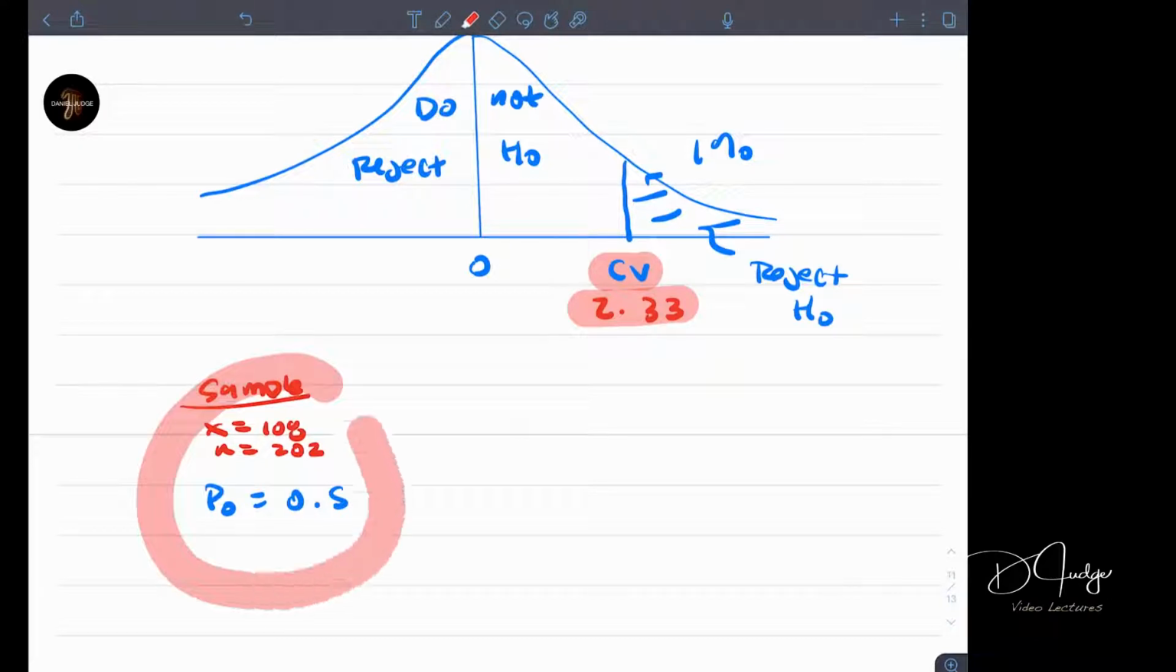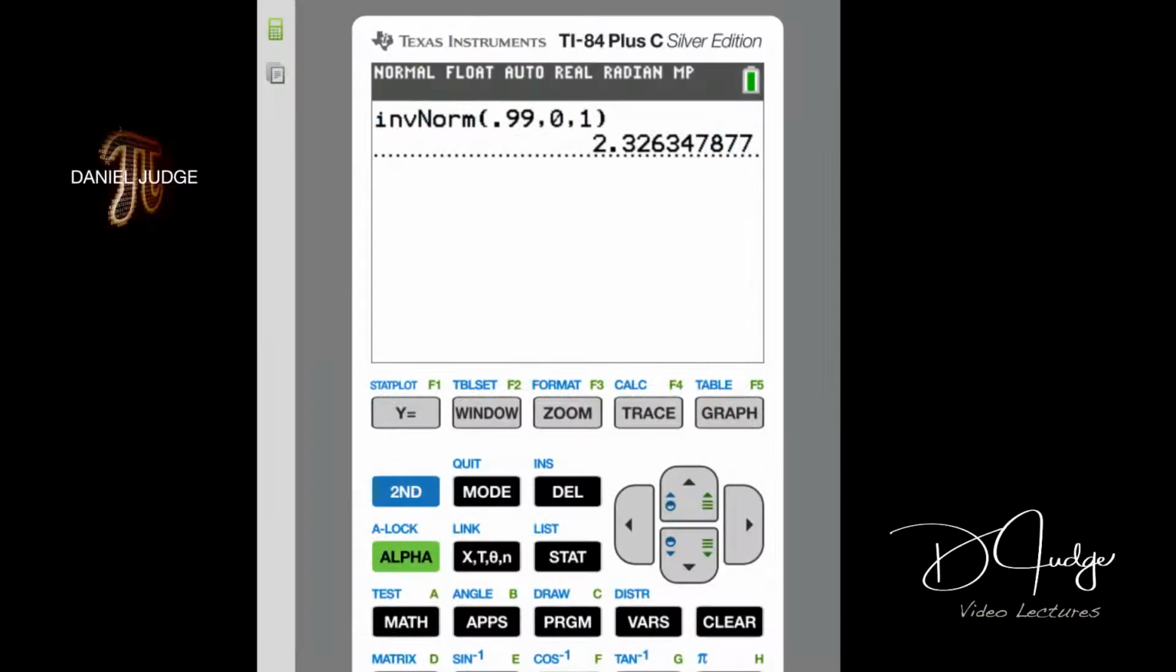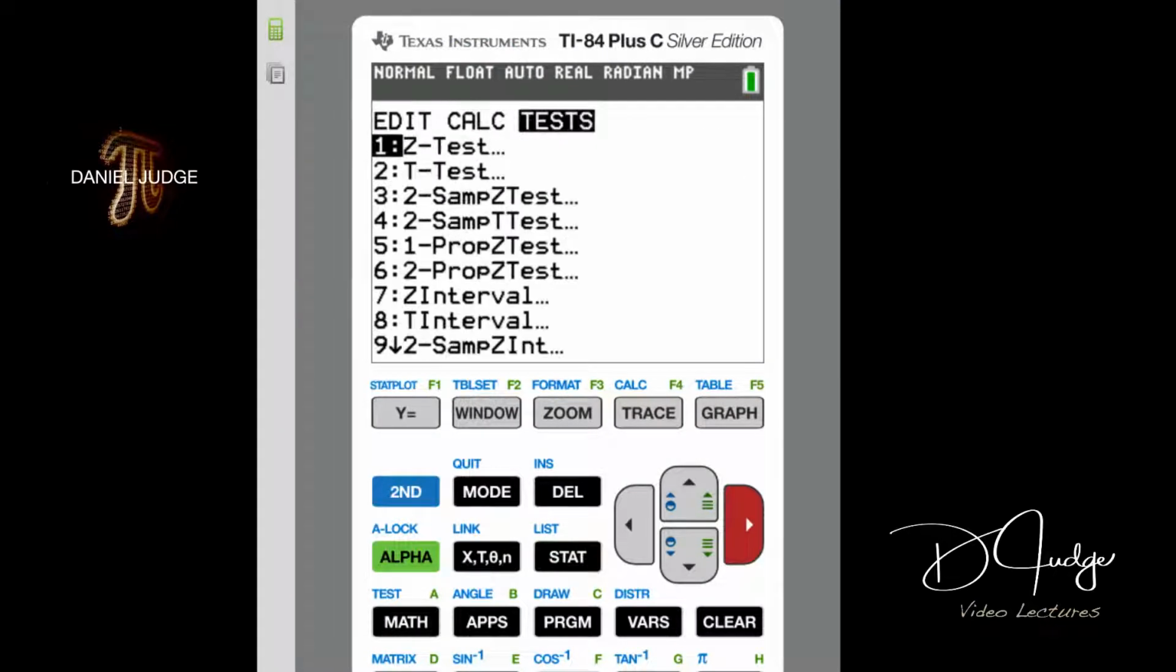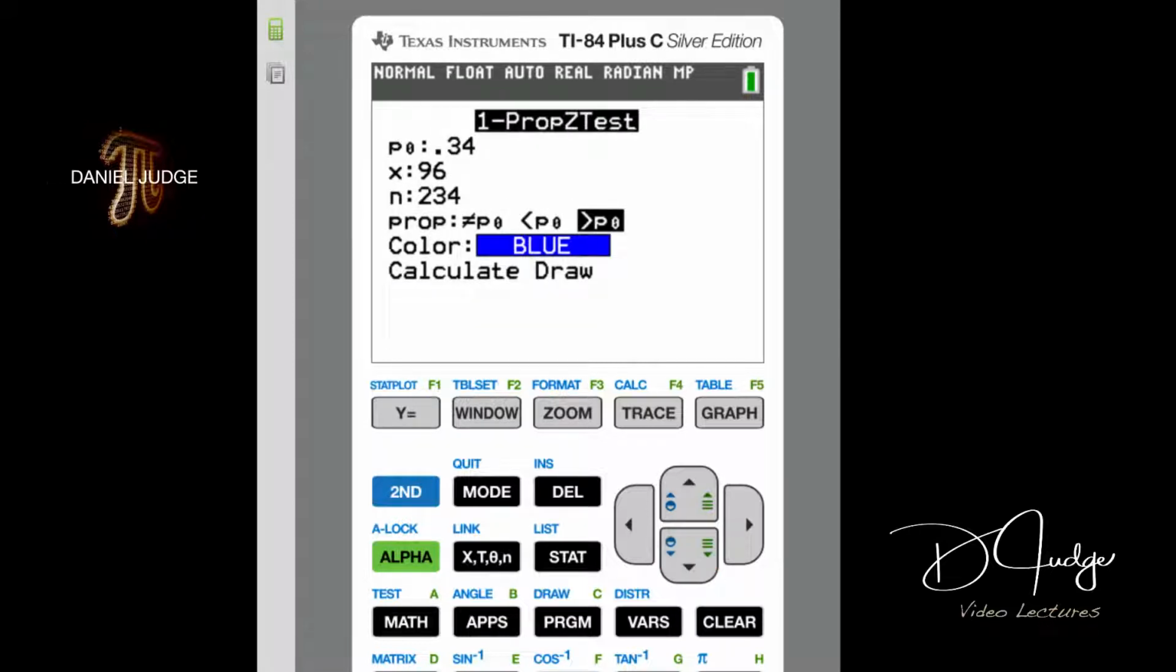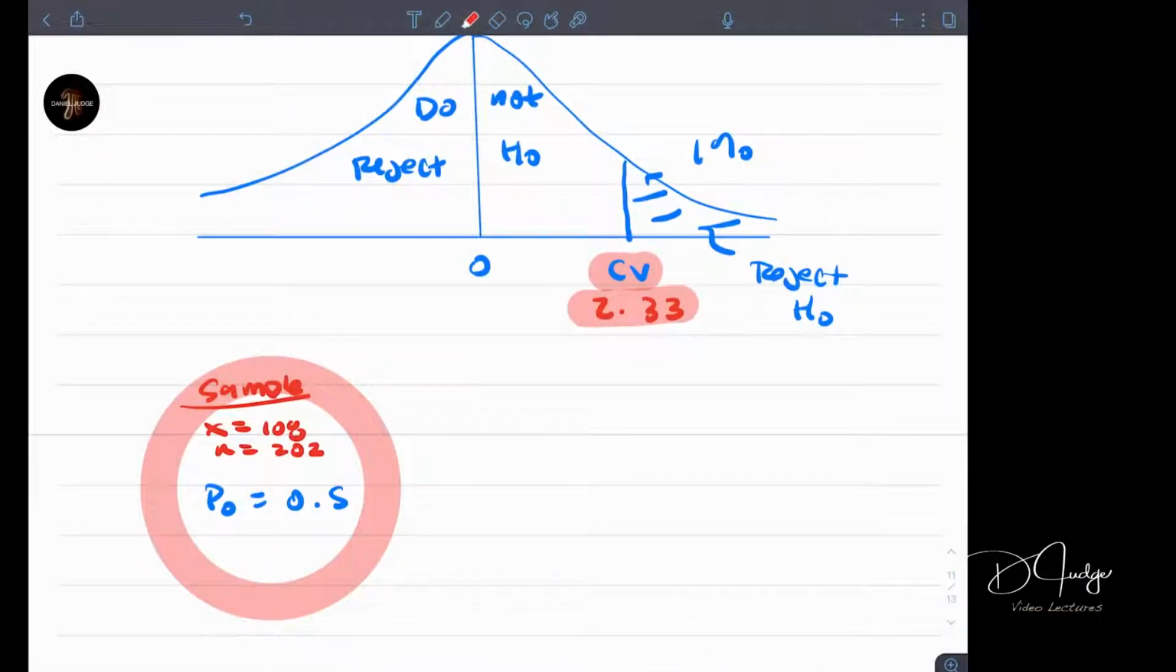Here we go. TI. So let's go to the TI now, ladies and gentlemen. We go Stat, Test, 1-Proportion Z-Test. Now, 0.5, what is x? 108. What is n? 202. Is this a right tail test, two tail, left tail? This is a right tail.